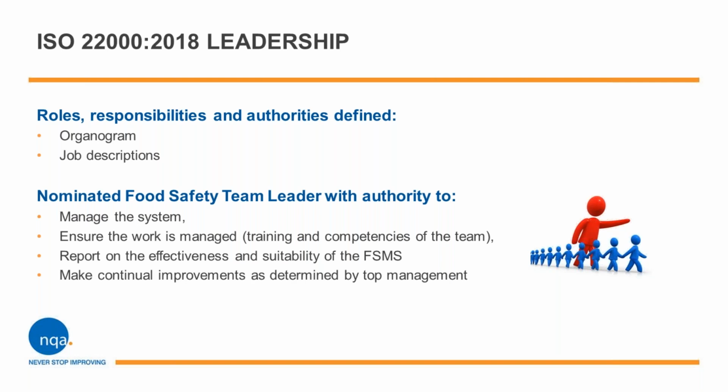How can you do this? You can have an organigram, for example, in your organization, or you can show this by the job descriptions, where you have defined the duties and also the authorities for each role. The standard also specifies that there must be a nominated food safety team leader with authority to manage the system, to ensure the work is managed, as well as the training and competencies of the food safety team. Also, authority to report on the effectiveness and suitability of the food safety management system, and authority also to make continual improvements as determined by top management.